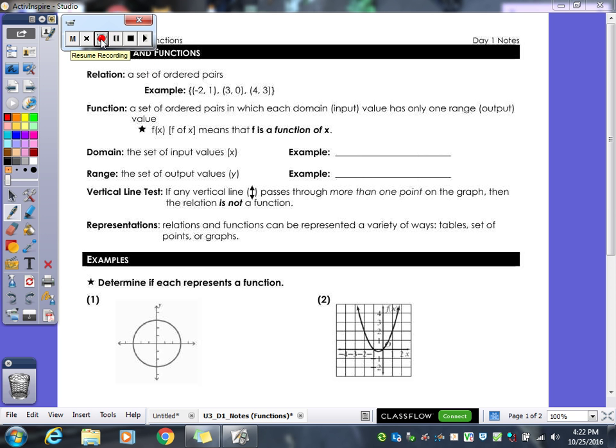So today we're starting our unit on functions. We're doing the Intro to Functions unit. First thing we need to talk about when we talk about functions is relations and functions, and what are the differences between a relation and a function.